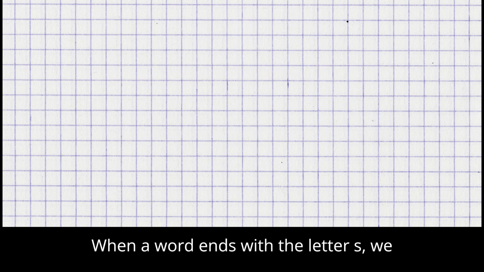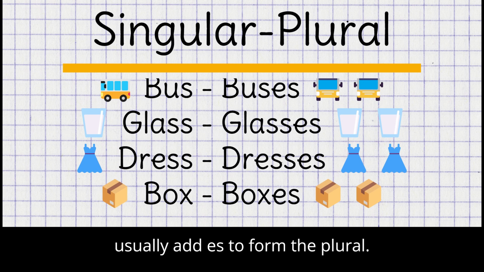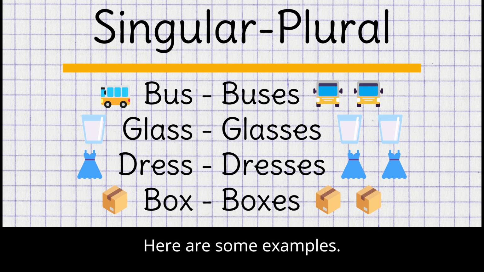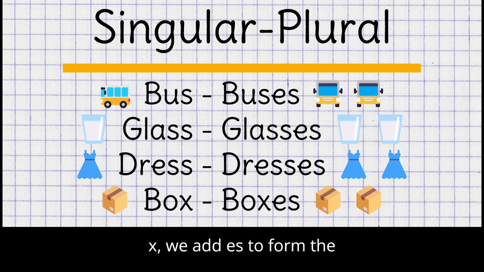When a word ends with the letter s, we usually add es to form the plural. Here are some examples. Singular: bus, glass, dress, box. Plural: buses, glasses, dresses, boxes. As you may have noticed, when a word ends with s or x, we add es to form the plural.